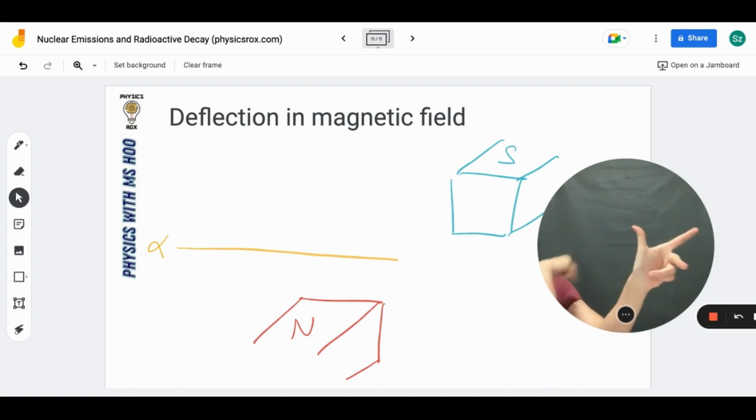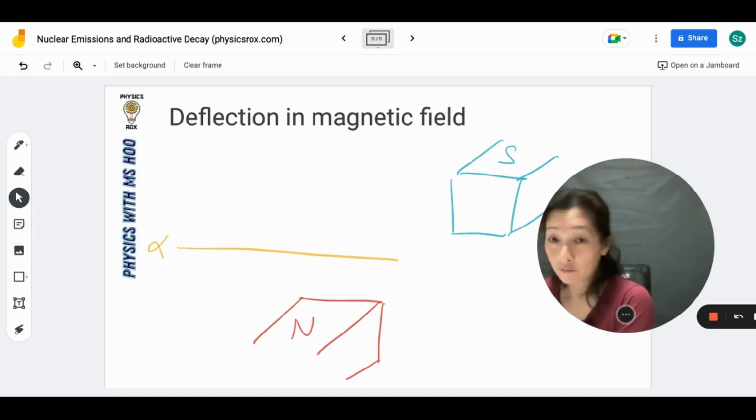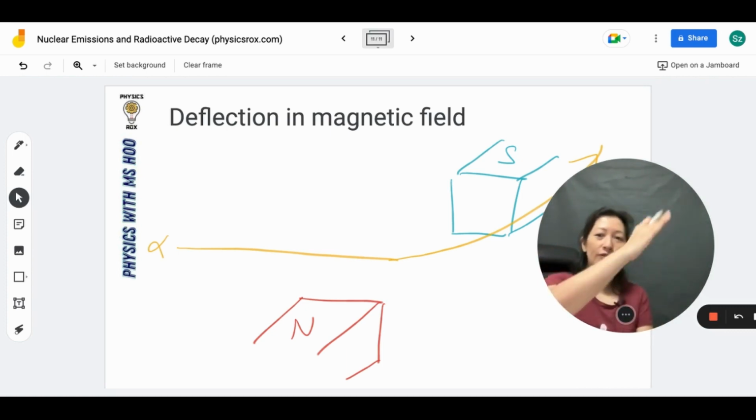You find that your thumb is pointing up. That means that the alpha particle is going to deflect upwards. So when the alpha particle reaches a magnetic field, it's going to deflect upwards. Okay, it's trying to draw this upwards. Remember, it doesn't just go up, it needs time to change direction to move up.